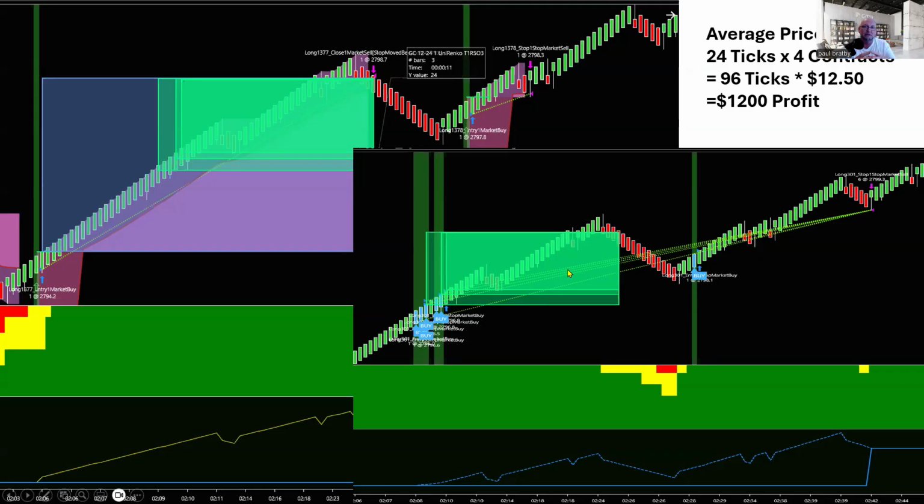So what we're doing is we're increasing the profit for the one move. The average price for this is important to understand: when you start to add other contracts, the average holding price moves up like you're buying stocks. So this is 24 ticks times 4 contracts, 96 ticks in total, times $12.50. This is copper, $1,200 profit. So instead of just doing one contract for that and making $400-500, you've been able to multiply and scale into that position.